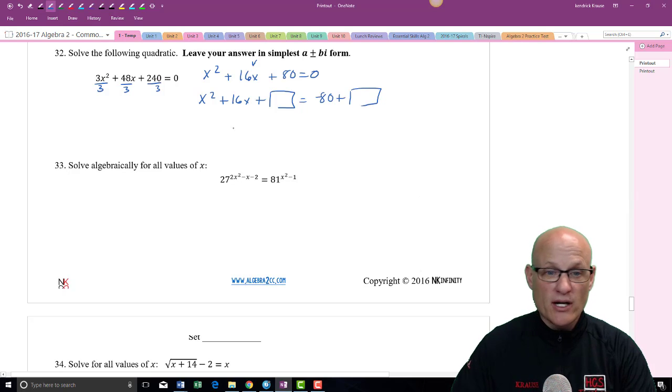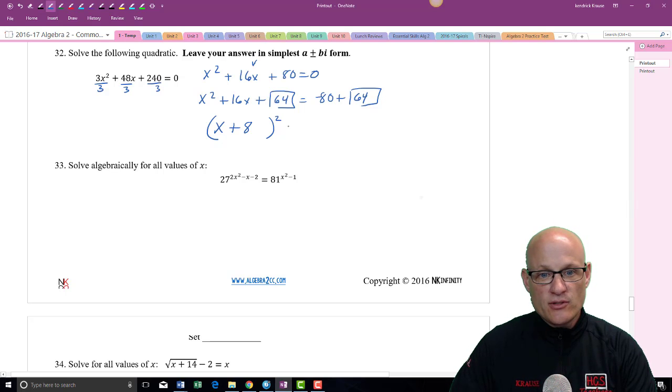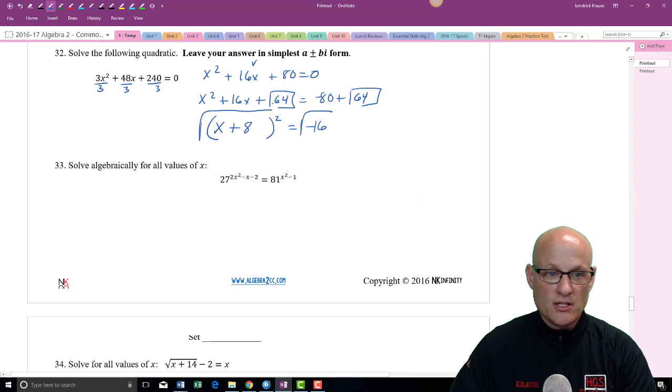Now what goes in this square? Half the middle squared. So what is half the middle? x plus 8 squared is 64. So I'm going to add 64. So this is equal to negative 16. Almost done. Take the square root of both sides. When you take the square root, don't forget to put a plus or minus.